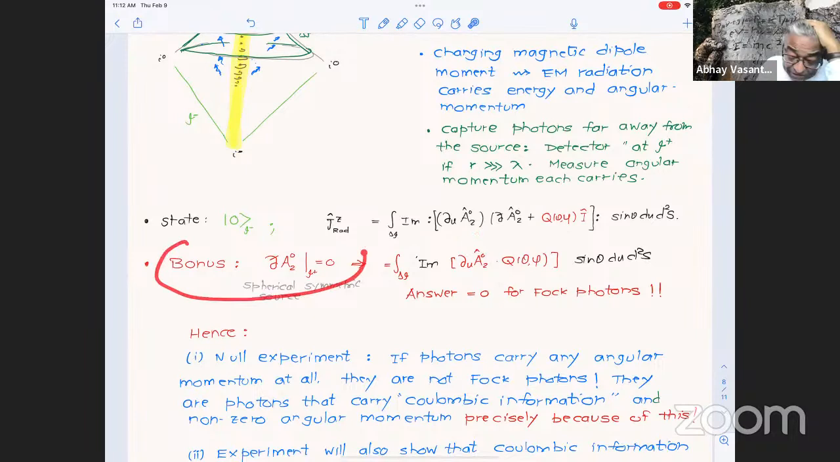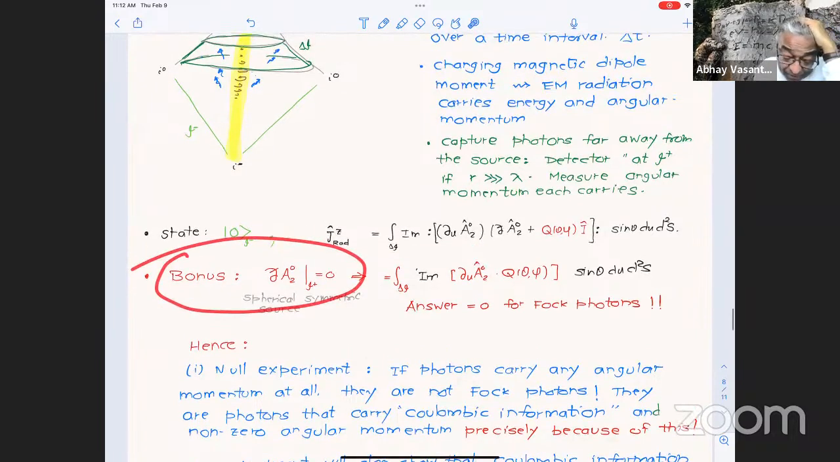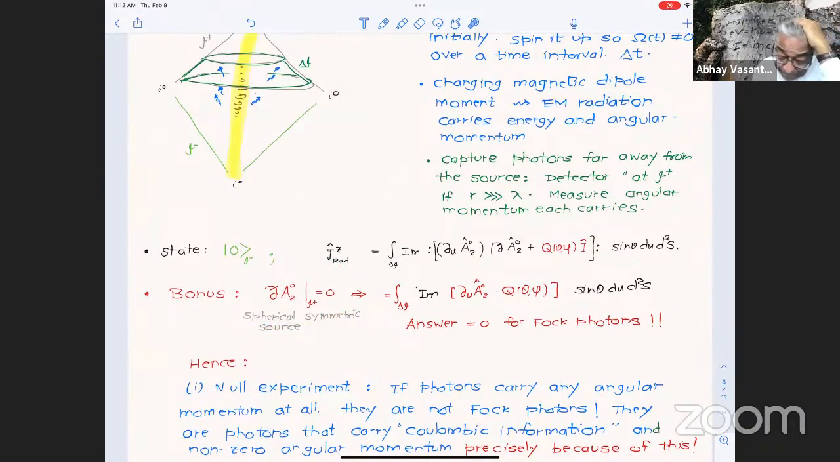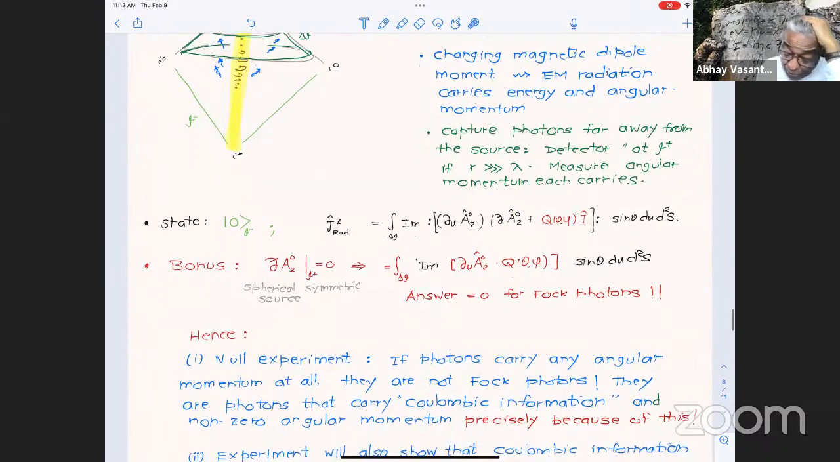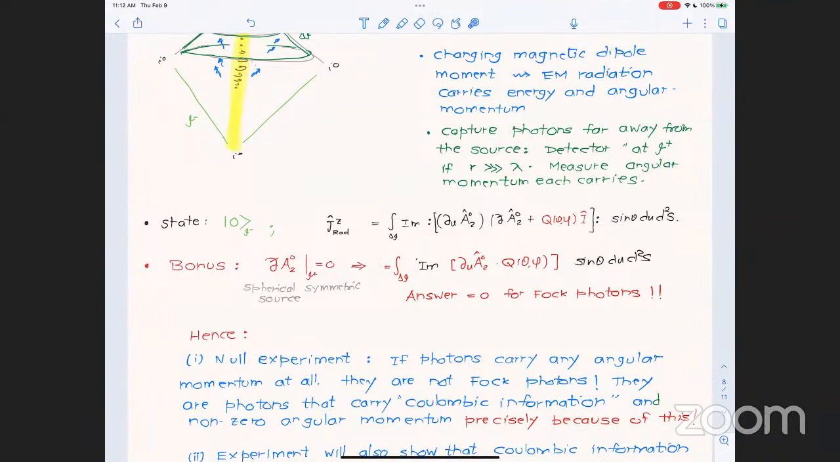Now, there is a nice bonus in this example. That's why I like this example very much. In this example, because of the spherical symmetry of the source, it turns out that this quantity is identically 0. This quantity up here, this angular derivative of a2 naught, is identically equal to 0. And therefore this quantity, just one second.